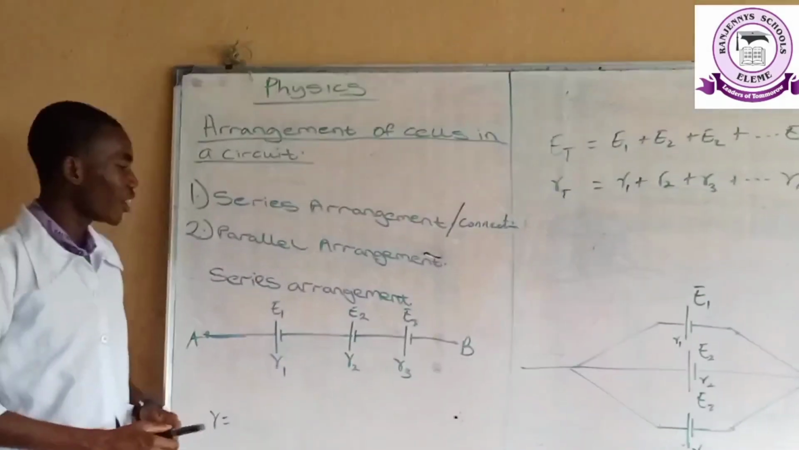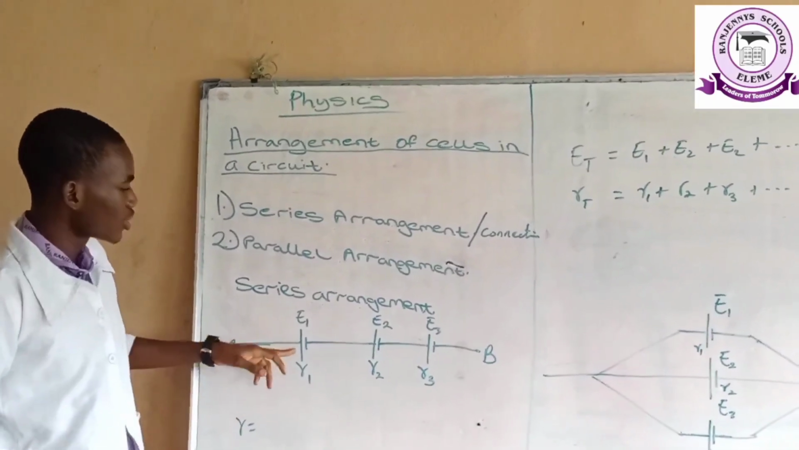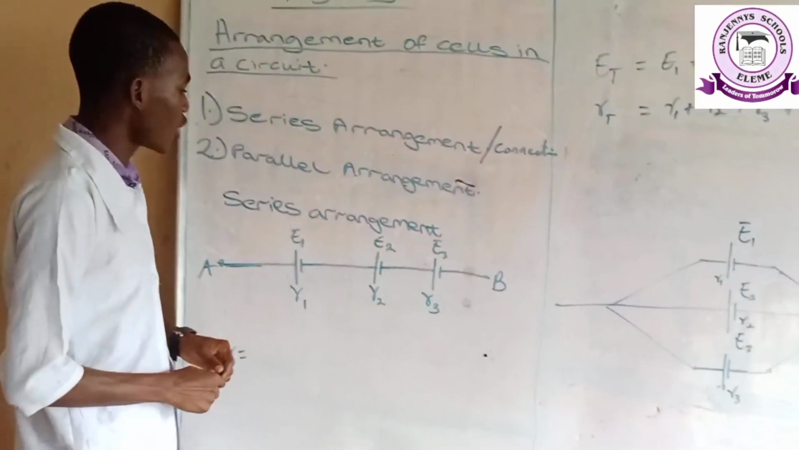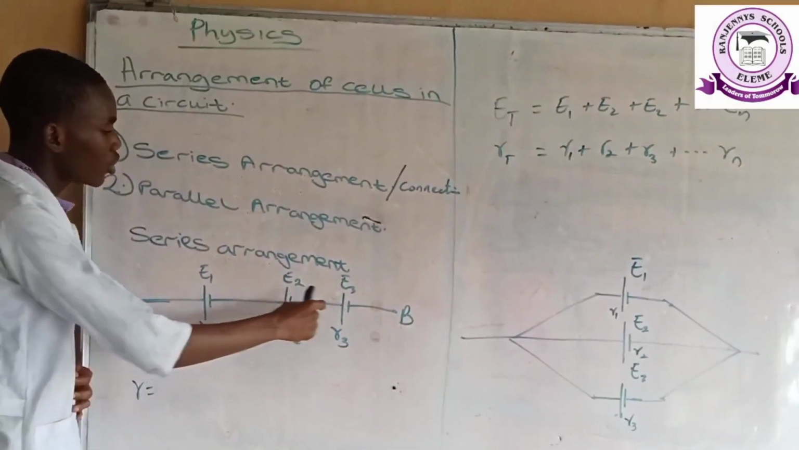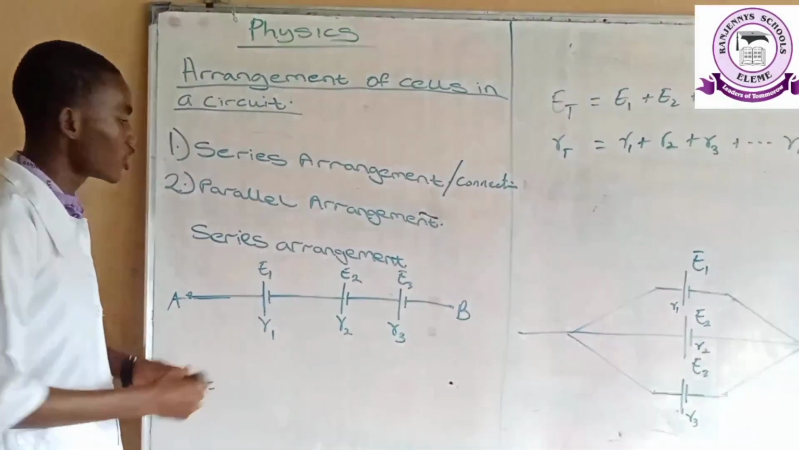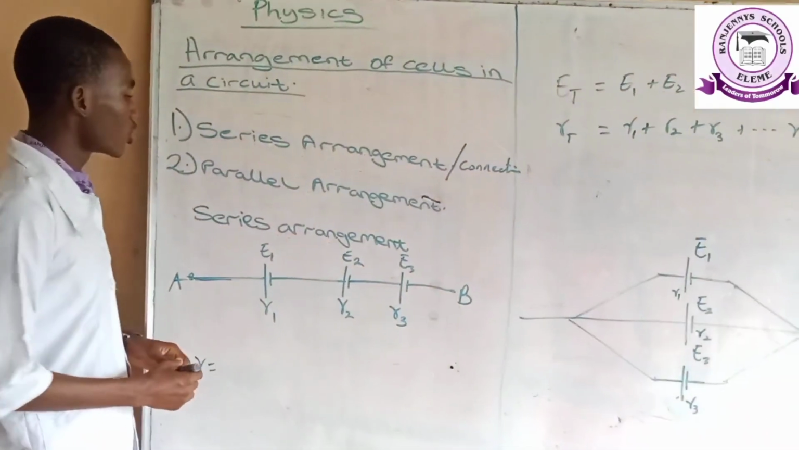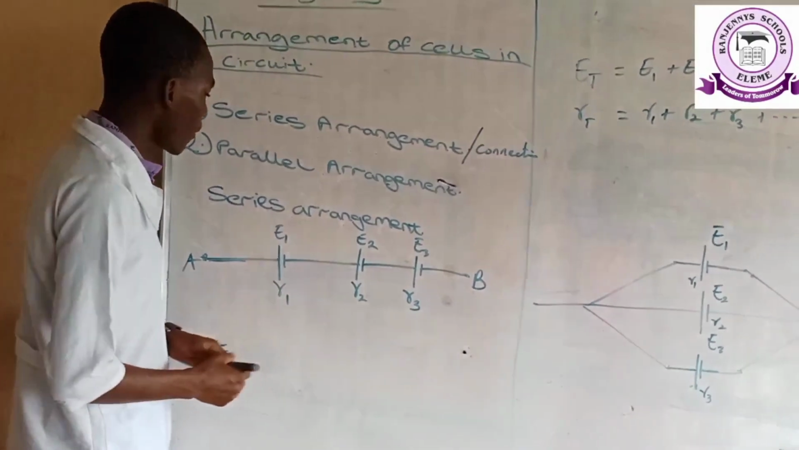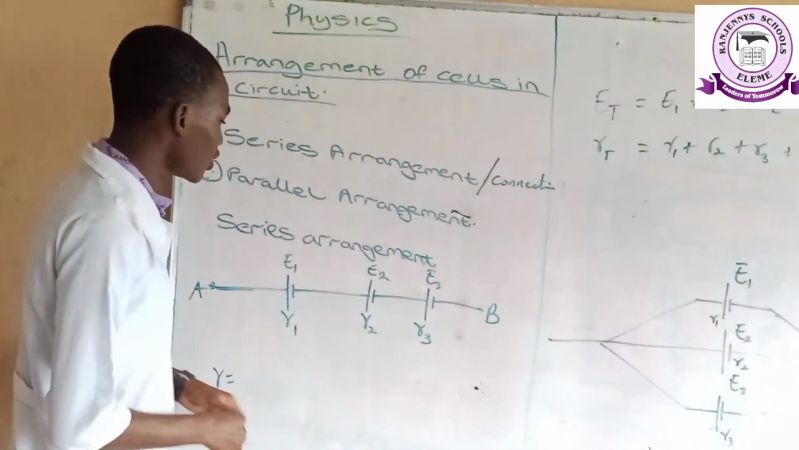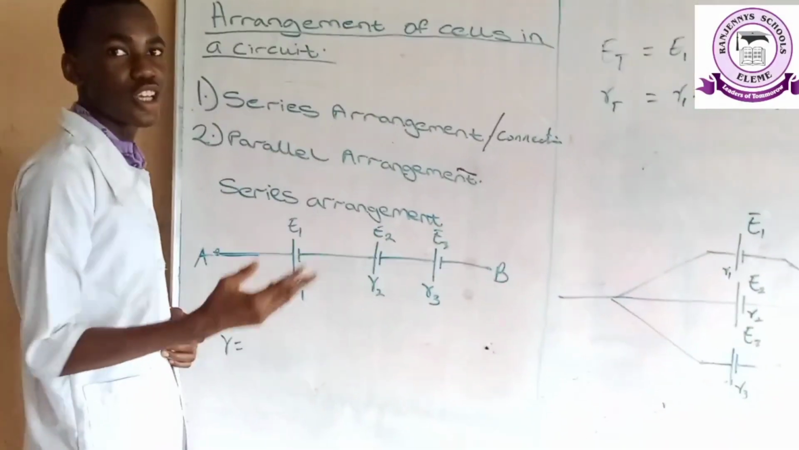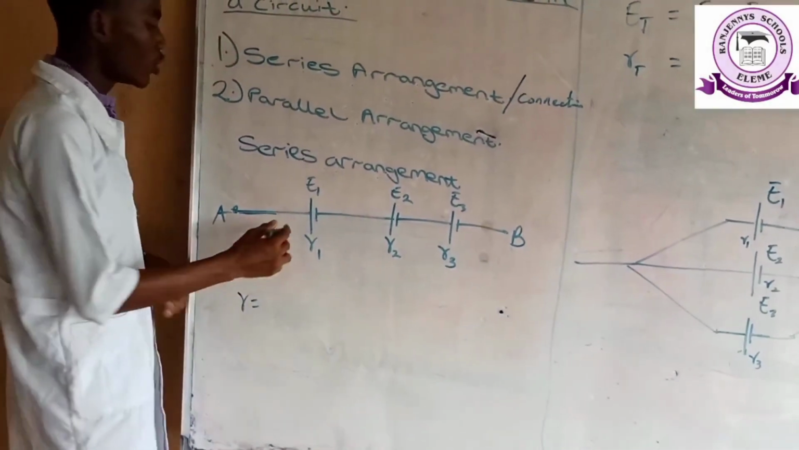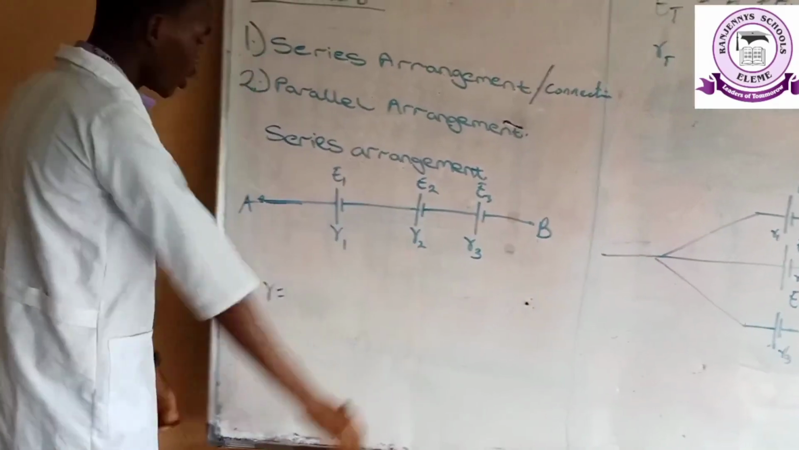Here we have the diagram of series arrangements. We have cell 1, cell 2, and cell 3. In series arrangements, the voltage across each of the cells is different, but the current across them is the same. And in series arrangements, each cell also assists the others, whereby if you have 3 cells and one is not working, you might not notice it because each of the cells is being assisted by the others.